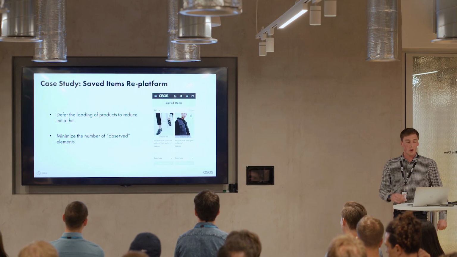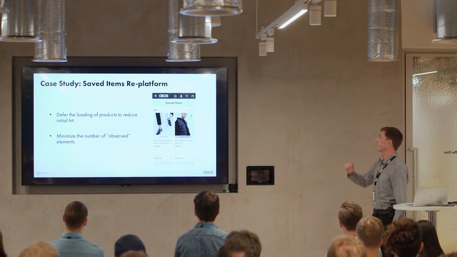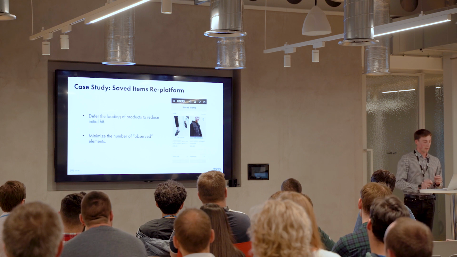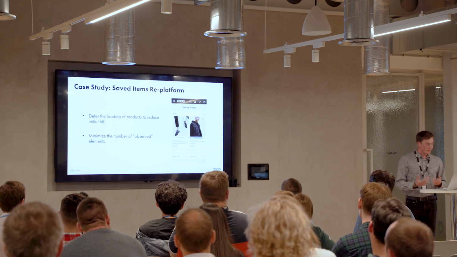So a couple of months ago, we finished the replatforming of our save list application. This is an app or part of the site that allows users to save their items for later. Now, as well as lazy loading of our images, we also wanted to lazy load the product API data just to speed up the initial load of the site.